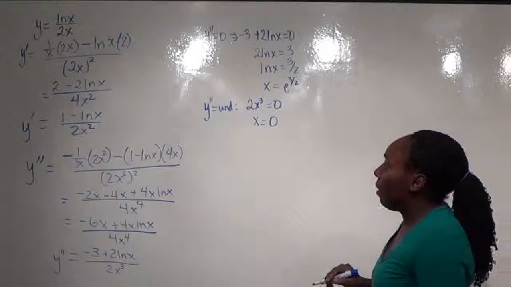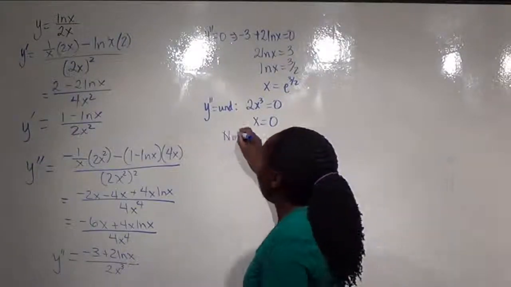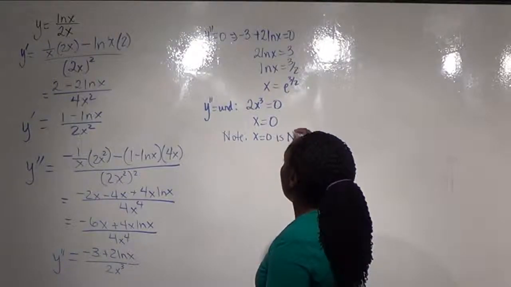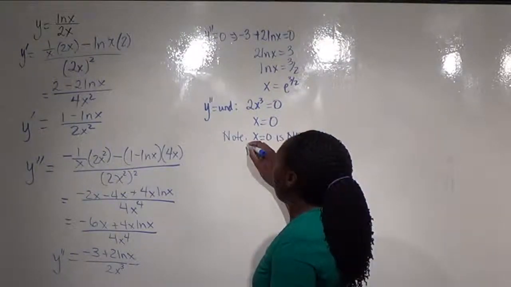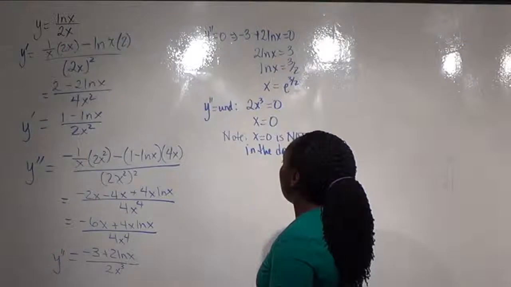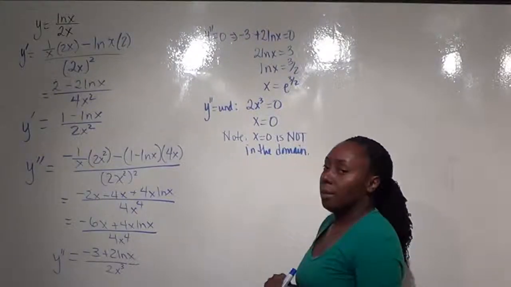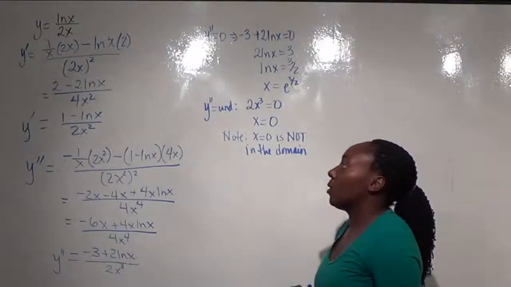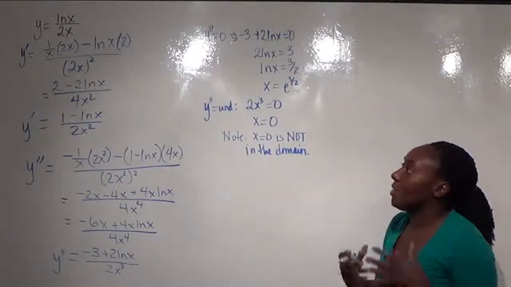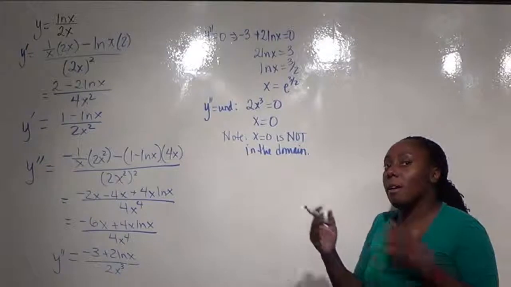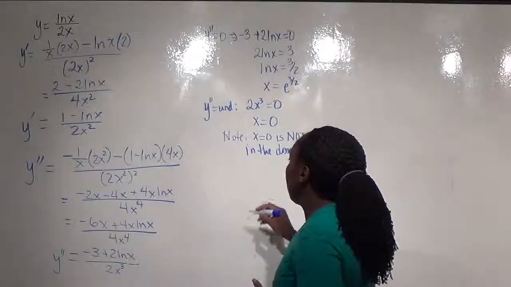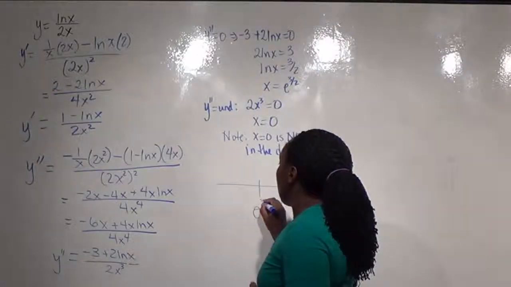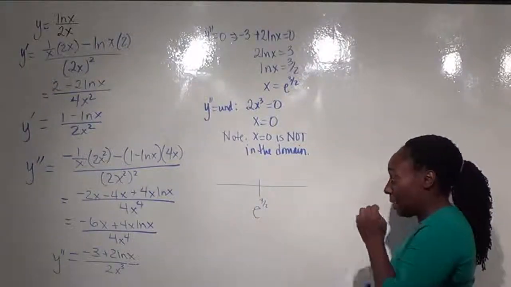Okay. Now note x equals 0 is not in our domain. So even though it's one of the critical values for this function, it doesn't make sense in the function because our function's undefined at 0. So here, when we go to our number line, the only value we have to worry about is this x, e to the 3 halves.